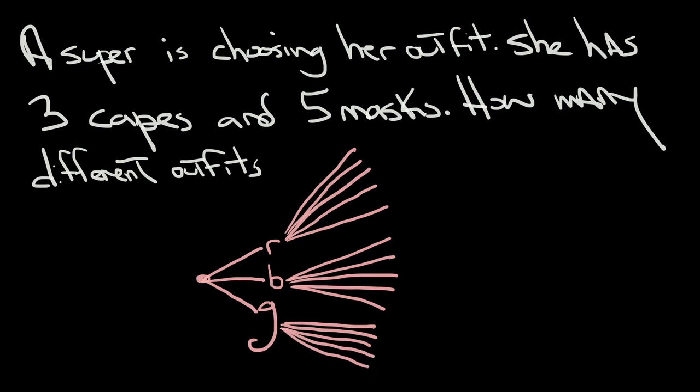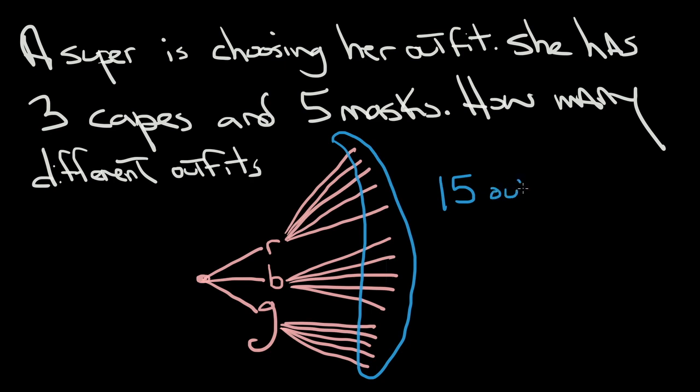So if you take a look at that, and I asked you how many different outfits there were, just count all the very ends of your branches. So you can see it's basically going to be 3 times 5. So there are going to be 15 different outfits that this superhero could make.